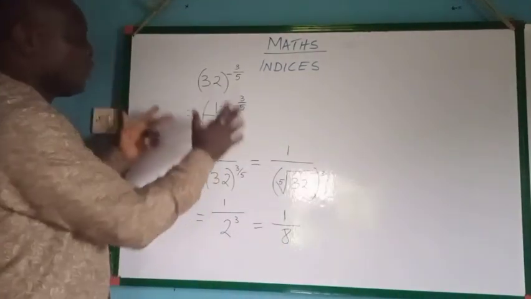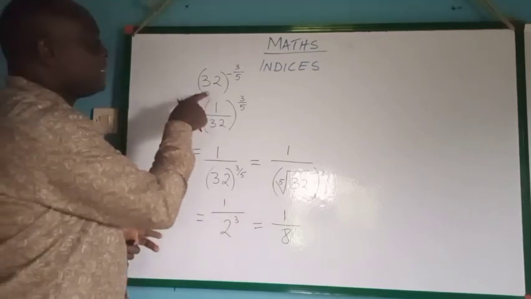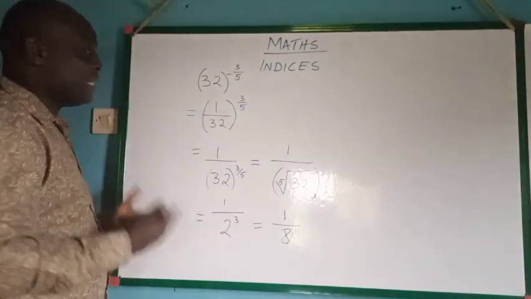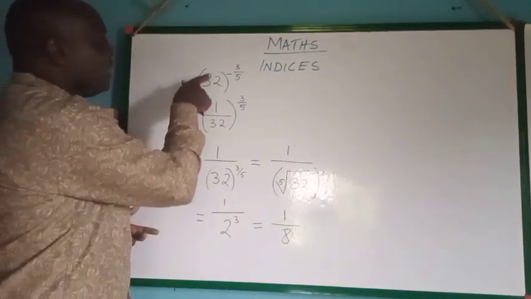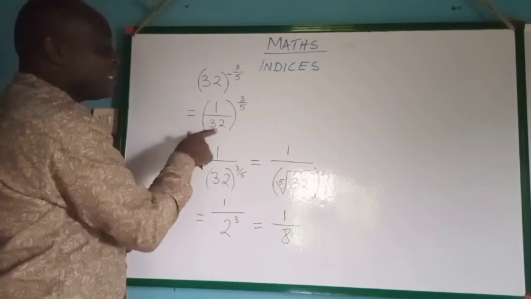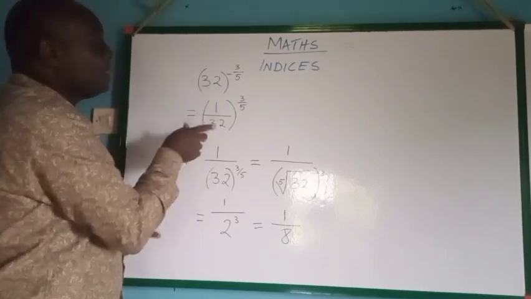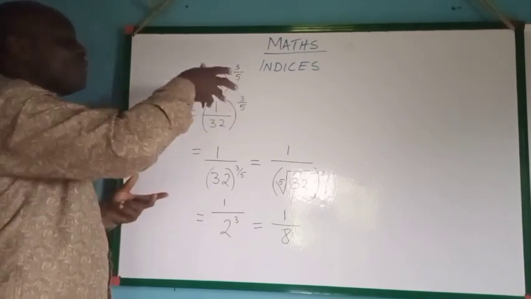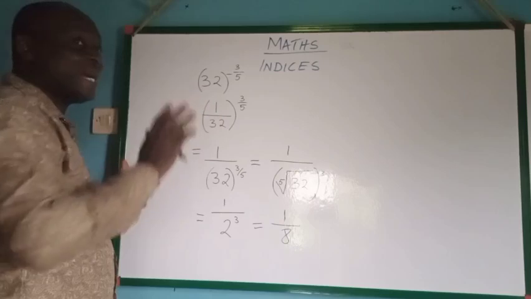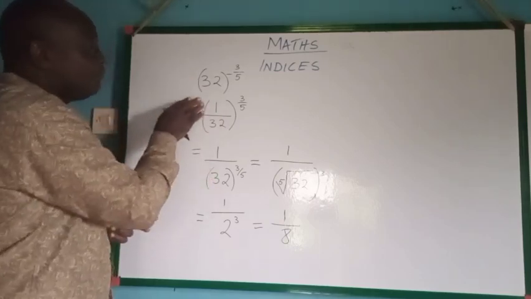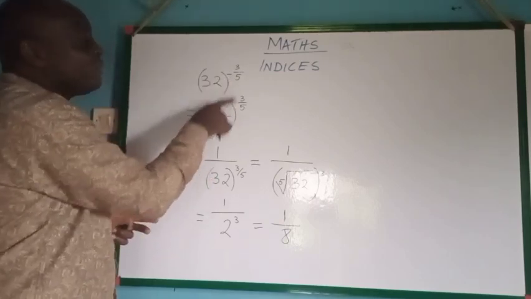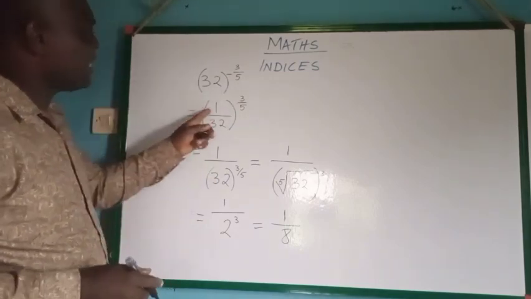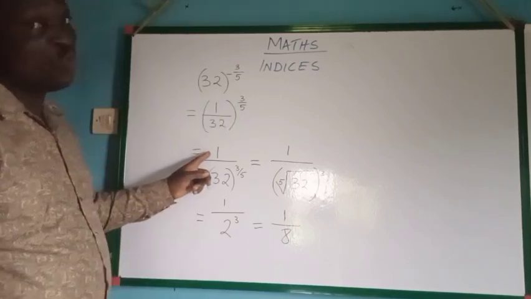If you follow the procedures, we have just said 32 raised to the power of minus 3 over 5 is a reciprocal indices. What you do is you change this one to the reciprocal, which is 1 over 32. Instead of 32 over 1, it will turn. The denominator takes the place of the numerator, and the numerator takes the place of the denominator. 1 over 32 is now equivalent to this, but the power now changes from negative to positive, 3 over 5. So this number raised to this fraction is still going to give us 1.